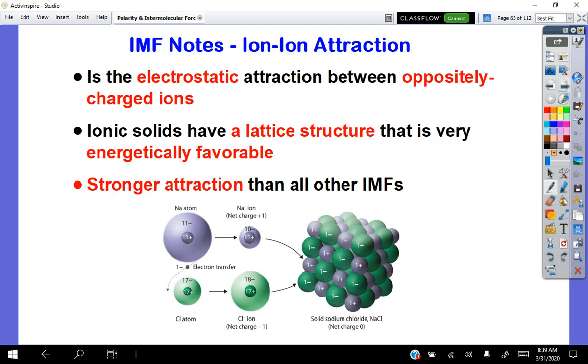Therefore, compounds that are ionic have much stronger bonds between each other than compounds that are covalent. This will impact our physical properties later on when we link the physical properties to the intermolecular forces that we see.